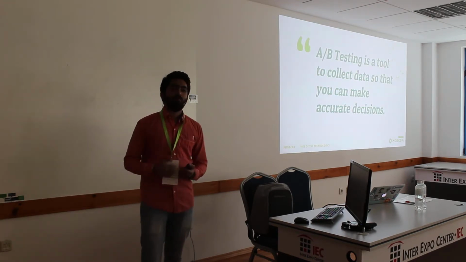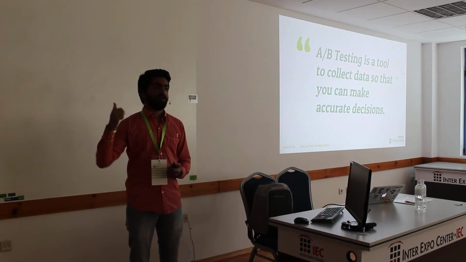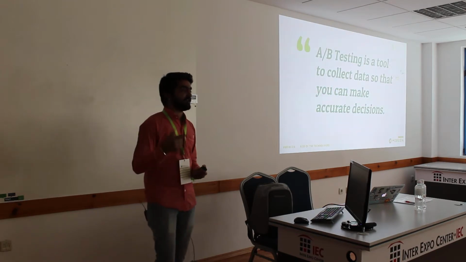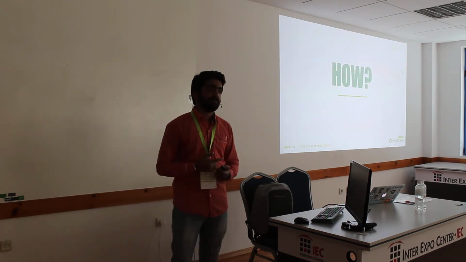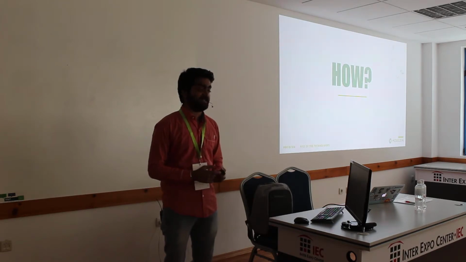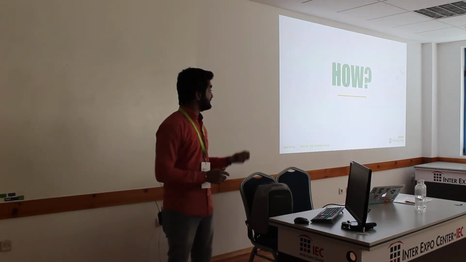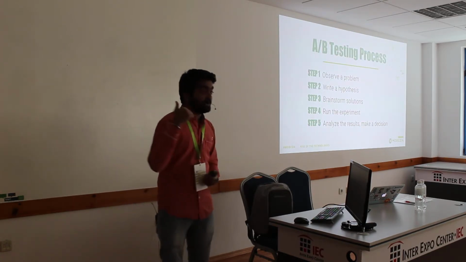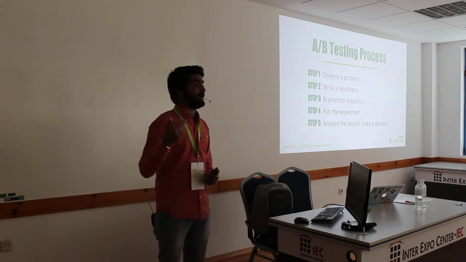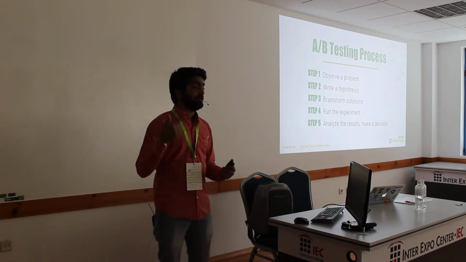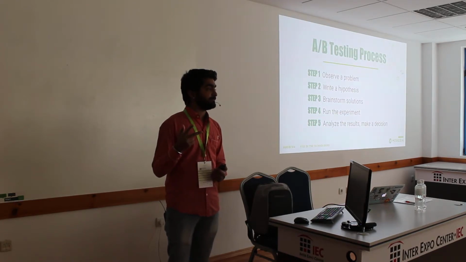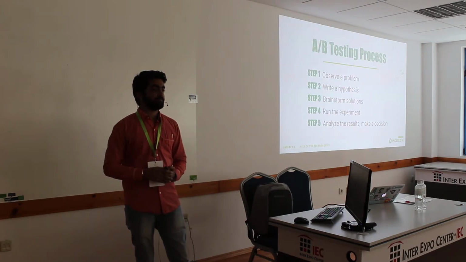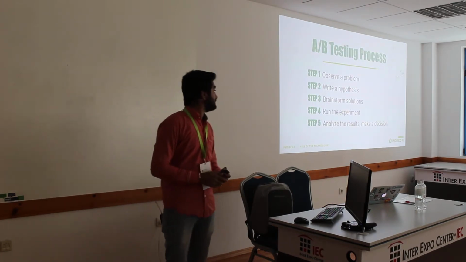Now that we know why we should do A/B testing and what are the things that you can test, let's talk about the process. Let's talk about how you can do A/B testing on your product. There's no one defined process, but there's one process that I'm going to talk about, which has 5 steps. First of all, you observe a problem, you write hypotheses about it, you brainstorm solutions to fix the problem, run the experiment, and then make a decision based on the data. Let's talk about these steps in a bit more detail.